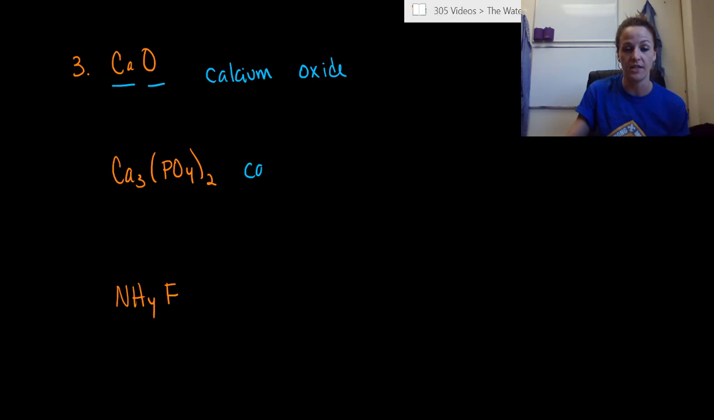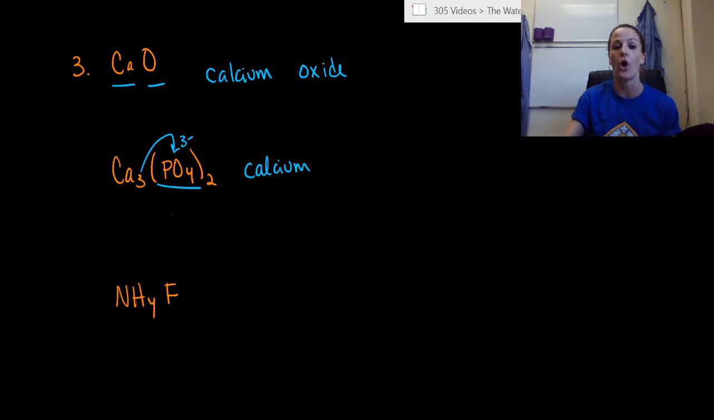Ca3, this is calcium. We're going to ignore the 3. That doesn't do anything. That just tells us what the charge is of the phosphate. Now, hopefully you can look at PO4 and be like, oh, I know what that is. That's PO4 3-. That's your polyatomic ion, phosphate. So this is just calcium phosphate.